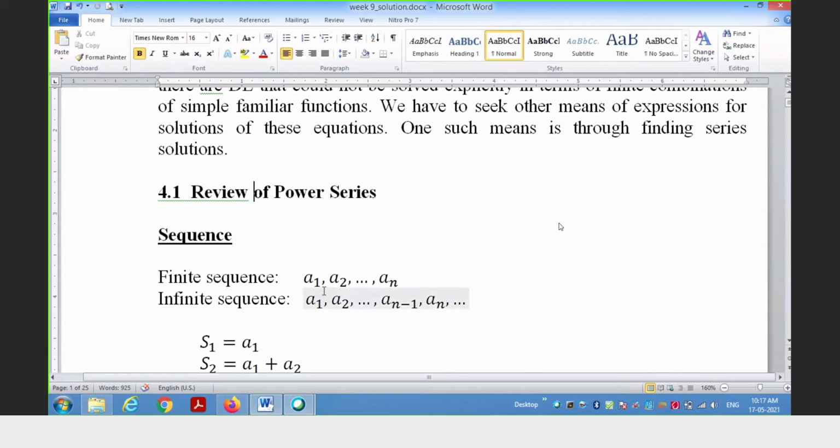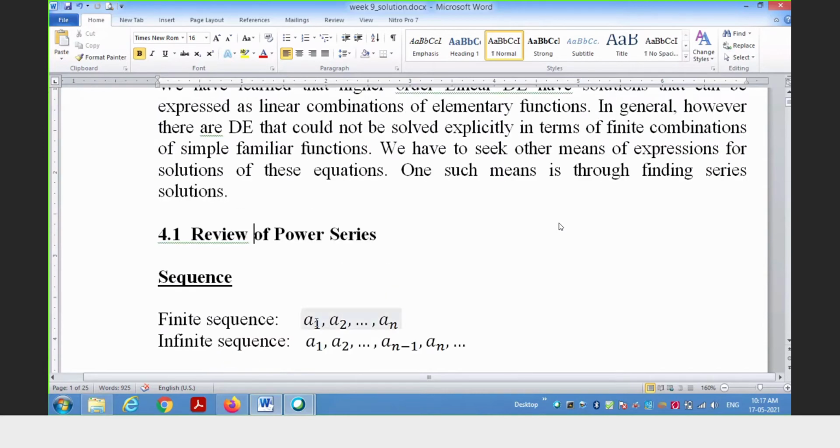From a sequence, you can construct a series. I think you still remember the term n-th partial sum, denoted by Sn. For a finite sequence we call it Sn, and for an infinite sequence we call it S infinity. From the sequence we can construct a series using the n-th partial sum.